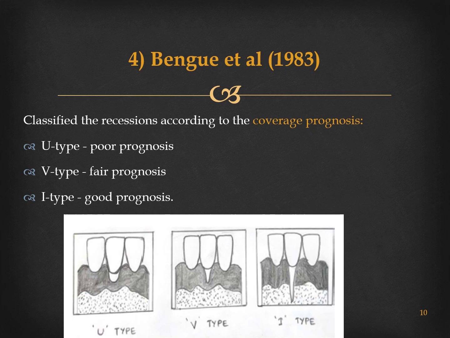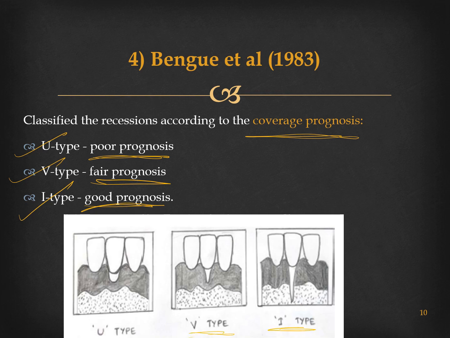Next was given by Bangui et al. in 1983. They have classified the recession according to the coverage prognosis. That means if a particular type of recession is having a poor prognosis, then it has to be U type. If it has fair prognosis, then it has to be V type. If it has good prognosis, then it has to be I type. So you can see here U type, V type, I type, like this. Okay, so they have given according to the prognosis of the coverage of particular recession.